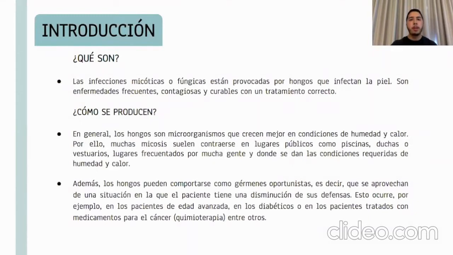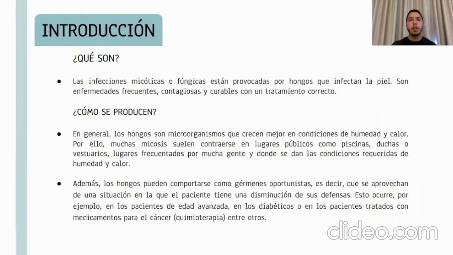Well, these microorganisms prefer conditions of heat and humidity. The mycosis will spread in areas with lots of people. So that would be basically swimming pools, showers, locker rooms, places where hot and humid conditions are always present.